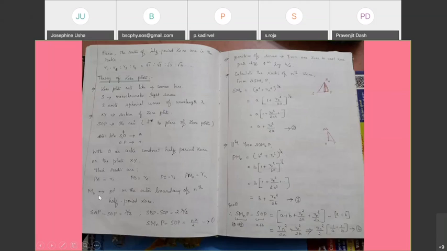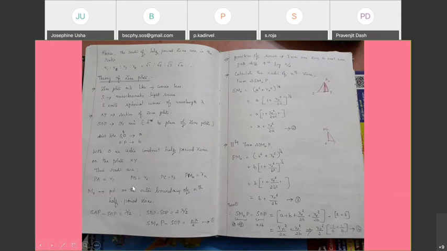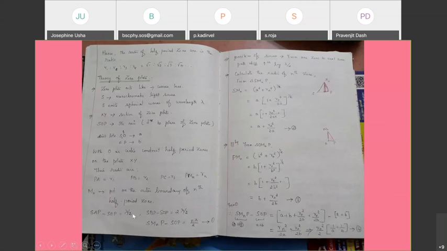And what is Mn? It is a point on the outer boundary of the nth half period zone, which is given here, Mn. Now here I have taken three half period zones A, B, C, right? So we are going to see the path difference. Initially, the path difference between SAP minus SOP, where this SAP minus this axis SOP is nothing but lambda by 2.